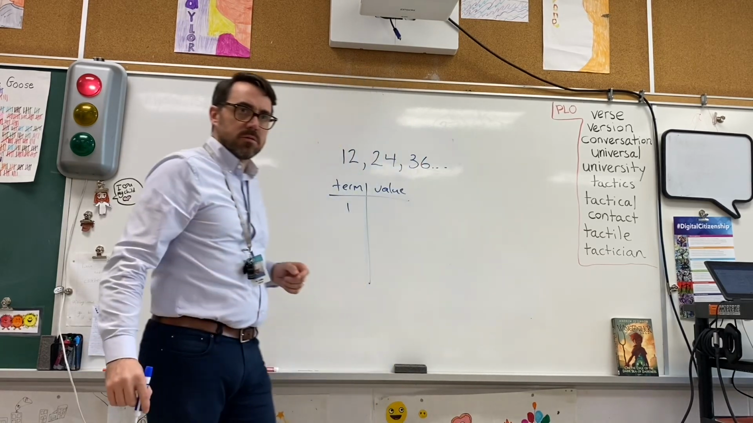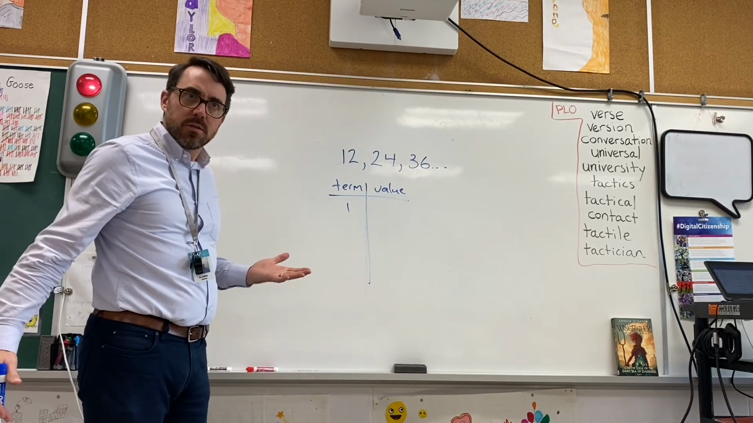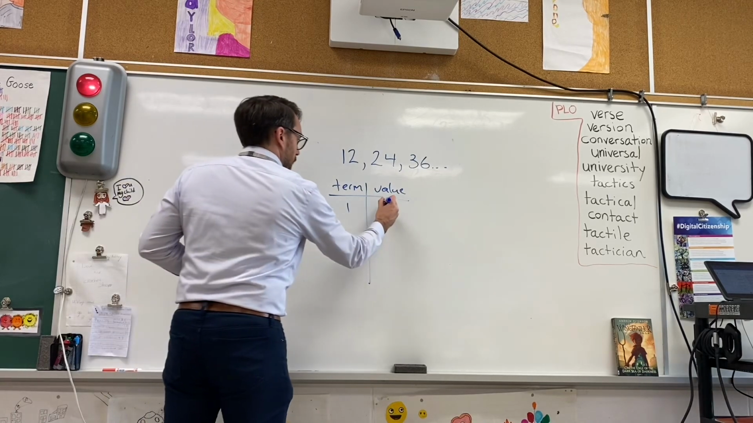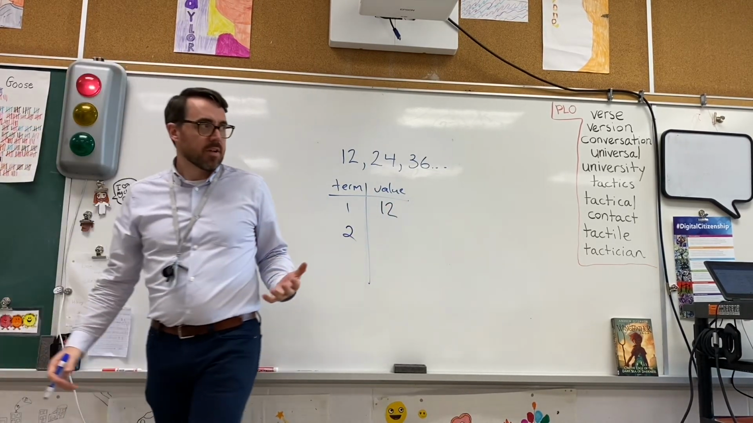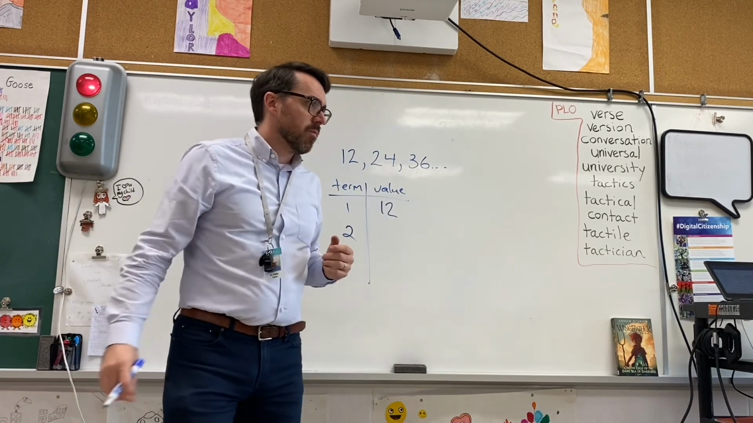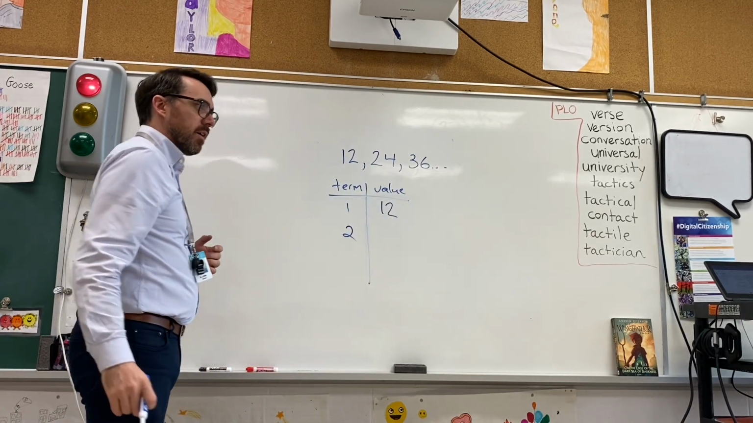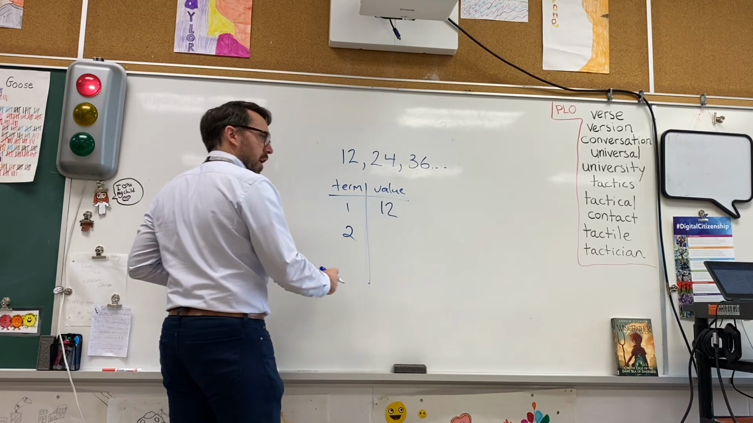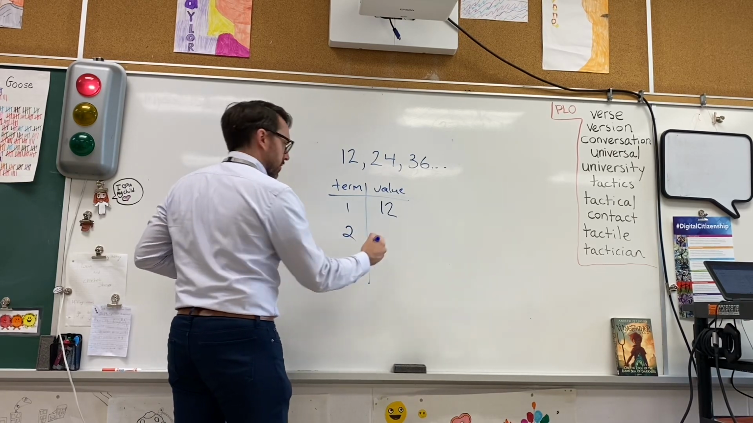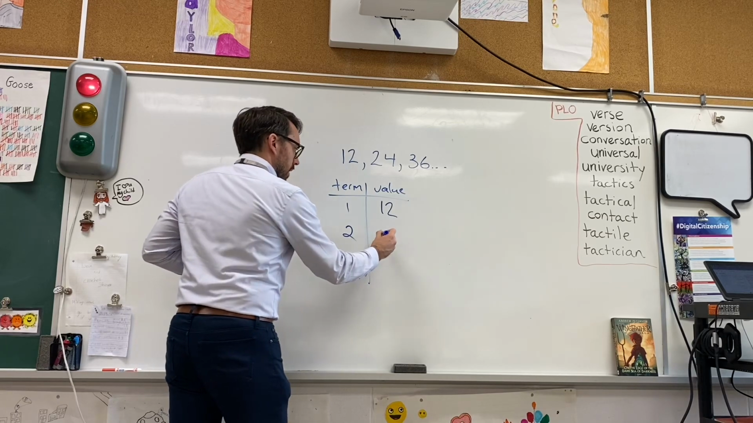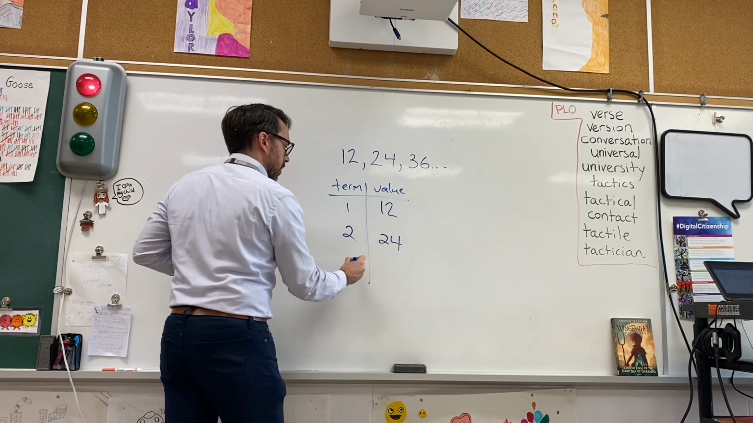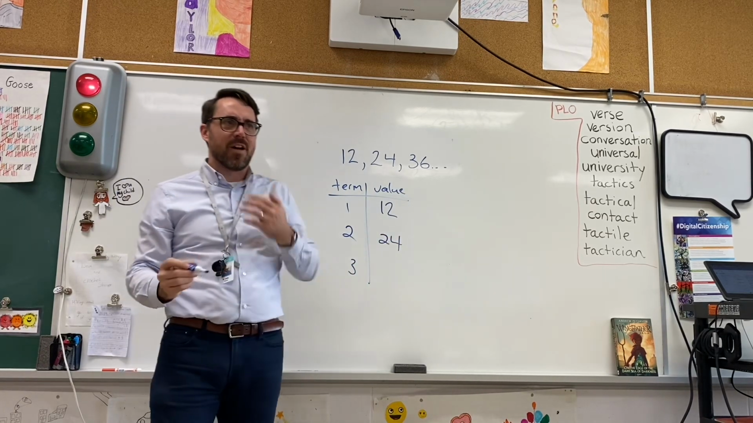Gary? Yeah, you're Gary, aren't you? 12. Our first term is worth 12. Second term is worth what? Mr. Donaldson, it's 5. Thank you, Mr. Donaldson. Am I Mr. 5? No, you're Mr. Donaldson, and I'm a Discord mod. Thank you. 24 is the answer.